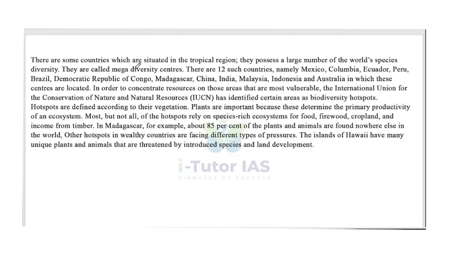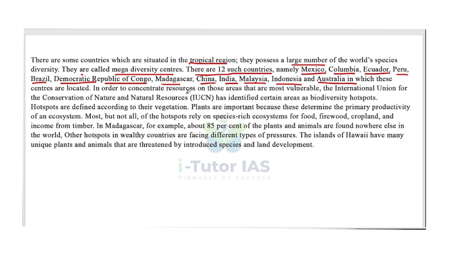There are some countries which are situated in the tropical regions. They possess a large number of the world's species diversity, and they are called megadiversity centers. So there are 12 such countries, namely Mexico, Colombia, Ecuador, Peru, Brazil, Democratic Republic of Congo, Madagascar, China, India, Malaysia, Indonesia, and Australia, in which these centers are located. So these are the 12 such countries.